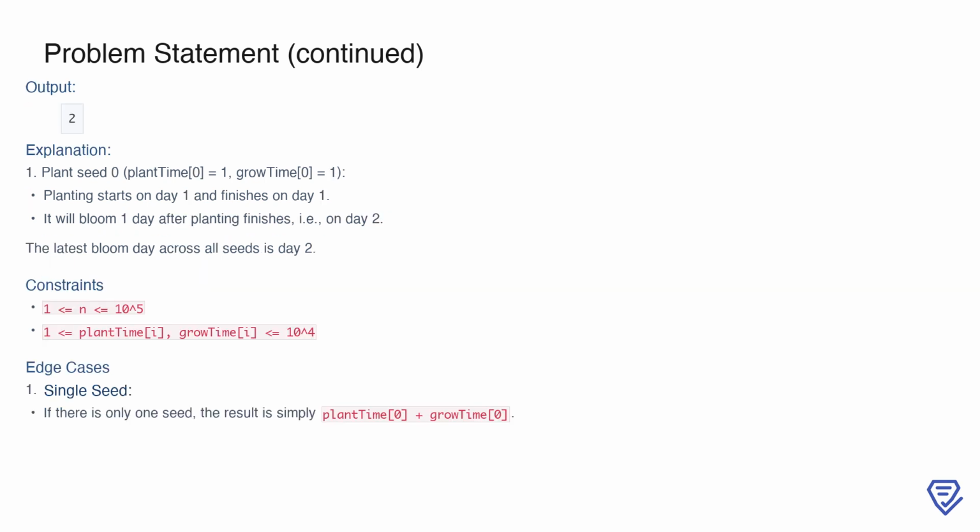In the third example, the arrays are plantTime equals 1 and growTime equals 1. Here, there is only one seed to plant. The planting of this seed starts and finishes on day 1, and it blooms 1 day later, on day 2. Since there is only one seed, its bloom day is the latest bloom day, and the output is simply 2. This example highlights the simplicity of the problem when there is only one seed to consider.